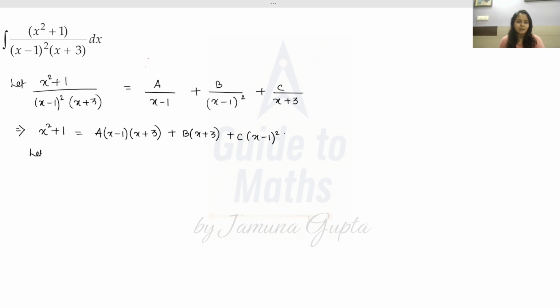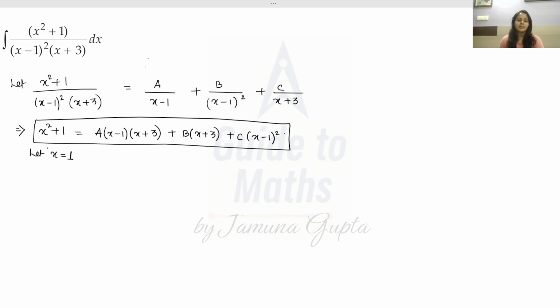Let us first put the value x as 1. In the left hand side you will get 2. The a term will vanish because you have x minus 1, and in the c term also x minus 1 is there. So when you substitute x as 1, these two terms will vanish, and only the middle one will be there. So it will be b into 4, that means the value of b is 2 by 4, that is 1 by 2.